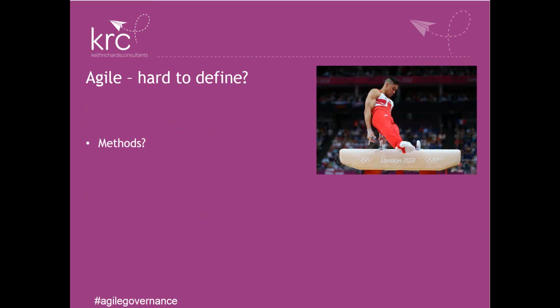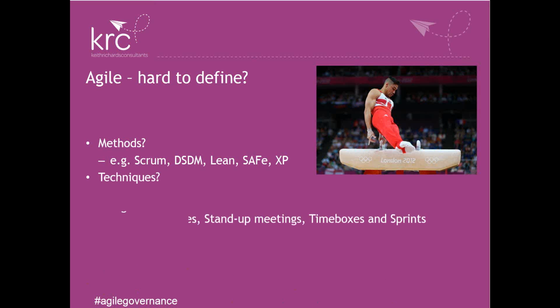So just some definitions of Agile for you. First off, there's a series of methods, things like Scrum, DSDM, Lean, SAFe, which is a new one, the Scaled Agile Framework, and things like extreme programming from the IT domain. But a lot of this has IT almost ingrained in it. Perhaps DSDM is the only one there that is really quite neutral in terms of a project approach. It's not just IT, it's for any project.